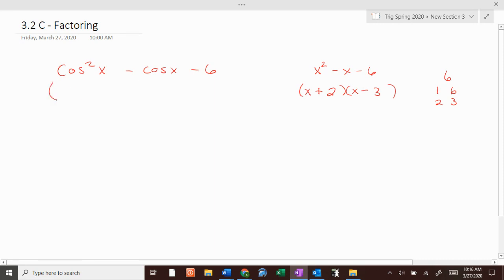So then, when you're doing cosines and sines and tangents and cotangents and secants and cosecants, it's the same type of way. Cosine of x, cosine of x. Signs are opposite, plus, minus. Factors of 6, 2, and 3. Multiply to be -6, add up to be -1. And there it is. Okay?